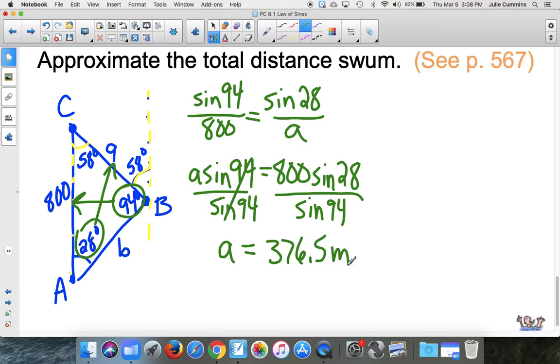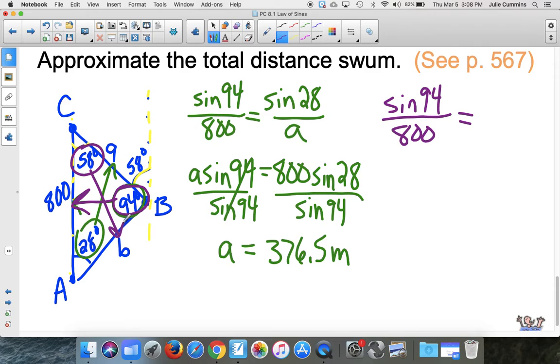All right, now we need to find side B, so start with the pair that you know, sine of 94 over 800, and then the one we're looking for, we're going to need 58 and B. Oh, I labeled those incorrectly. That should have been a C, huh? That's okay. Sine of 58 over C. Again, just saving myself the work. You're going to cross multiply, you're going to divide, and C turns out to be 680 meters.